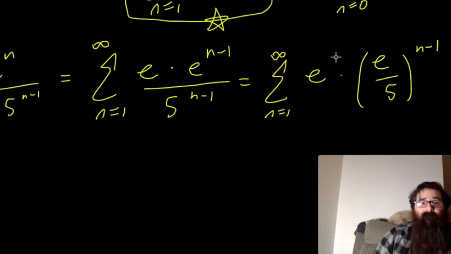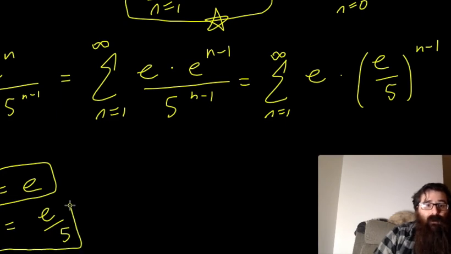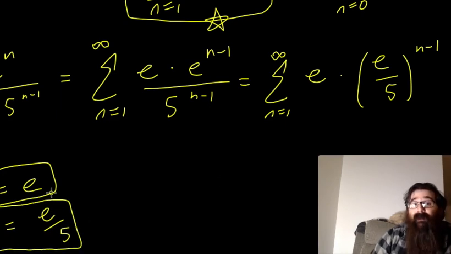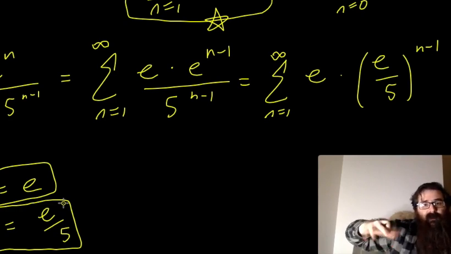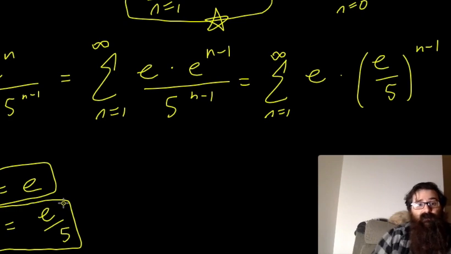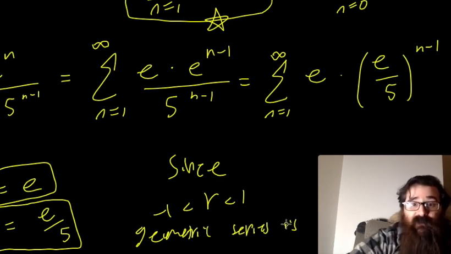And now I can see what I have. I have a as e, and I have r is e over 5. And I want to know, is r between -1 and +1? It is. Remember, e is about 2.718, and so on and so forth. Do this kind of hand move when you're explaining that stuff. Helps. e is certainly smaller than 5. So this is a proper fraction. So we'd say since r is between -1 and 1, we have that the geometric series is convergent.